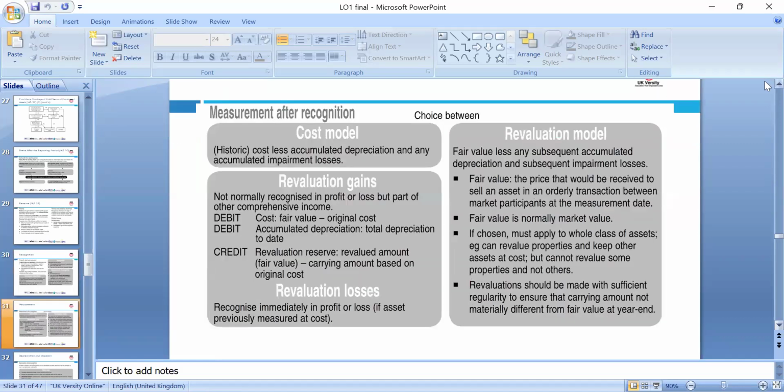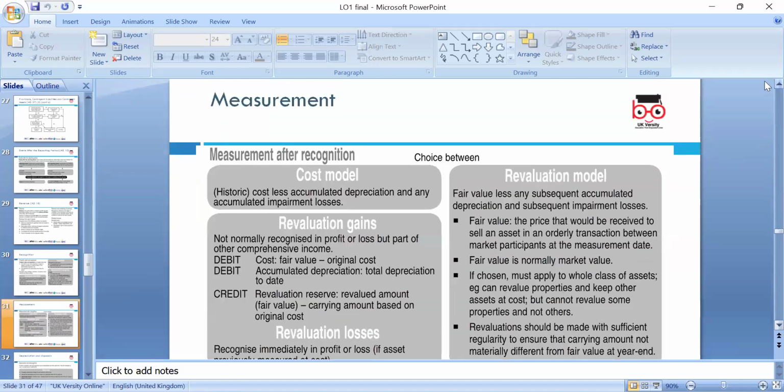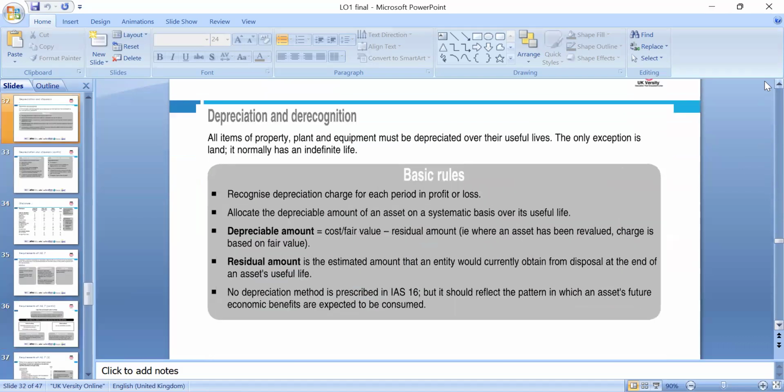Okay, so we can look at the different models, the costing model and the revaluation model, including revaluation losses. We can make the fair value adjustment accordingly, because at the end of the day, IAS 1 is all about true and fair information in the financial statements.